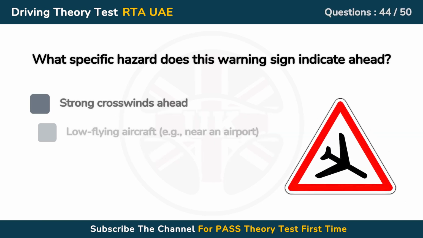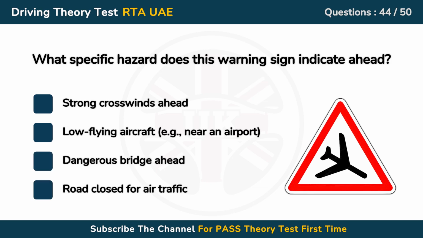Question 44. What specific hazard does this warning sign indicate ahead? A, strong crosswinds ahead. B, low-flying aircraft, e.g. near an airport. C, dangerous bridge ahead. D, road closed for air traffic.